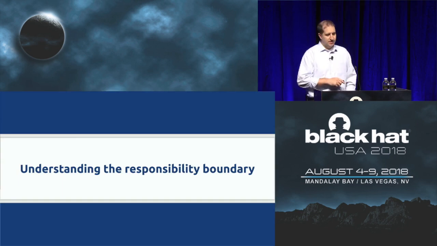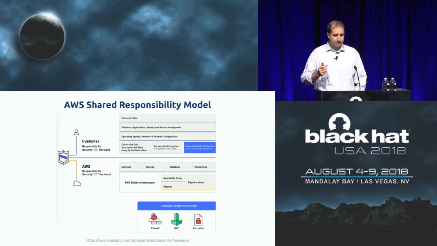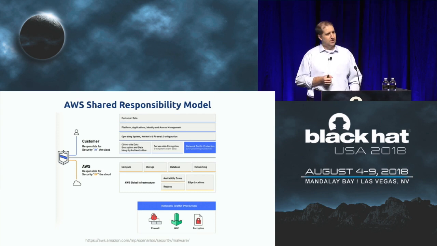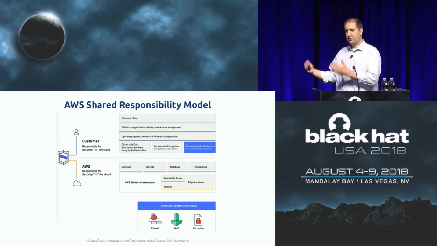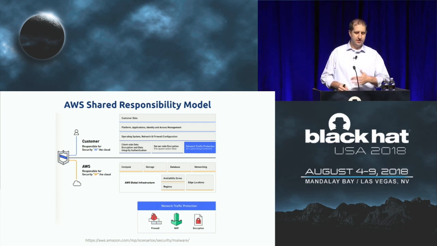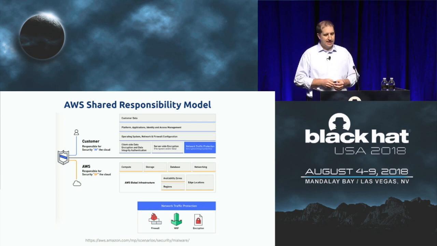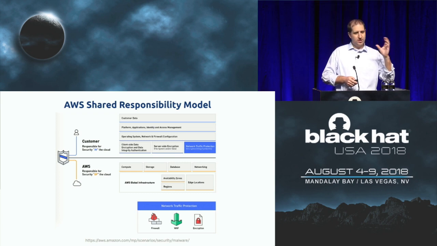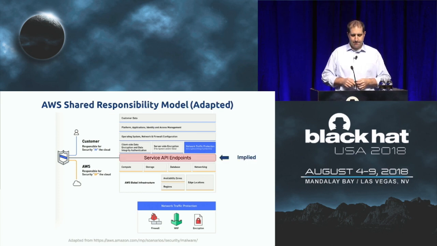So I talked about the responsibility boundary. I want to break that down a little bit. I'm borrowing this from AWS: the shared responsibility model, what the customer is responsible for when it comes to security and what the provider is responsible for. Yes, this is AWS's model, but it does apply to the other two that I'm going to talk about. They always phrase it as security in the cloud, that's your responsibility, and security of the cloud, which is theirs. But I argue there's a missing layer.